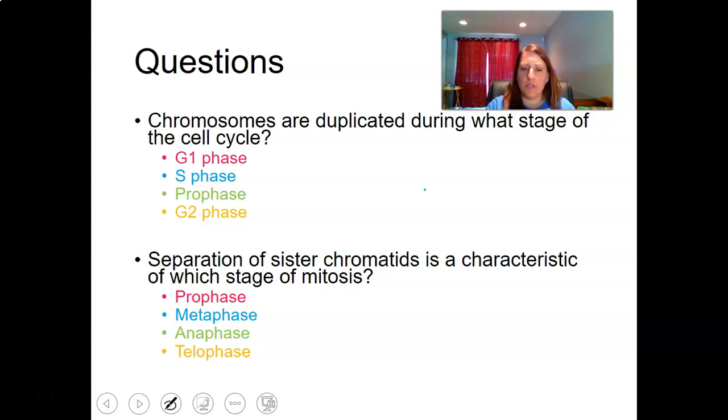Last question. Separation of sister chromatids is a characteristic of which stage of mitosis? Does separation of sister chromatids happen during prophase, metaphase, anaphase, or telophase? And hopefully you answered anaphase. Okay, remember anaphase away. That's the last slide.